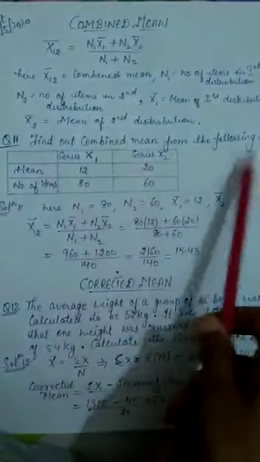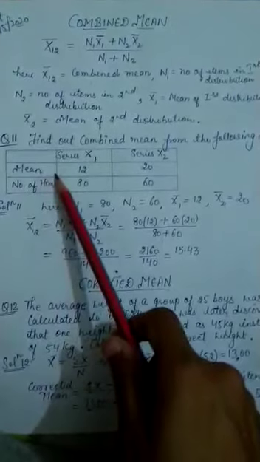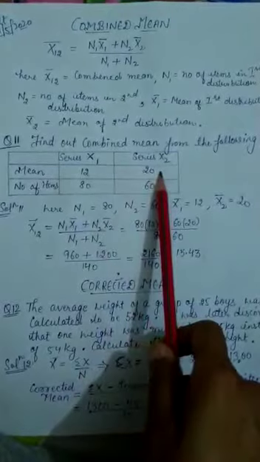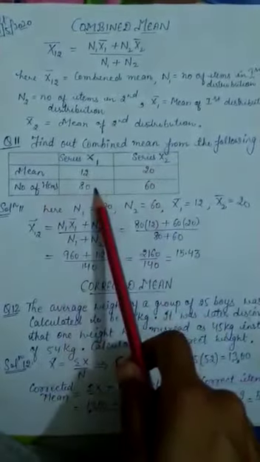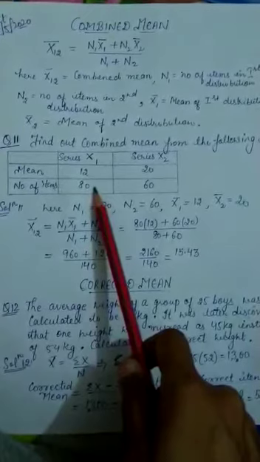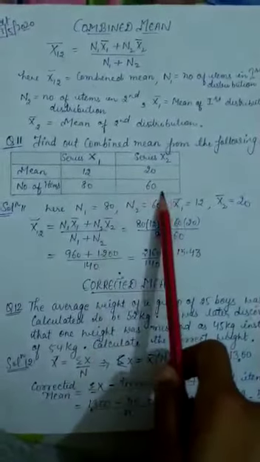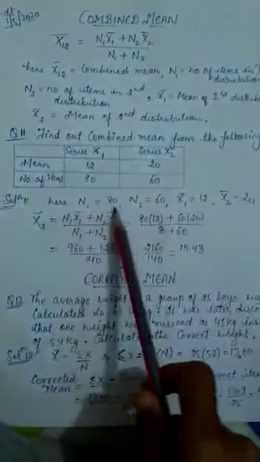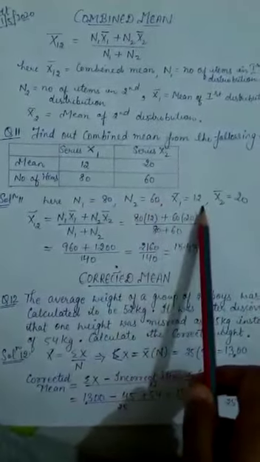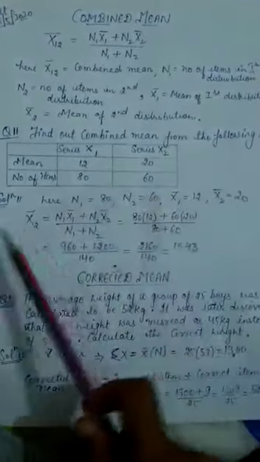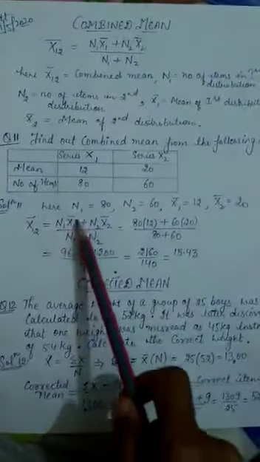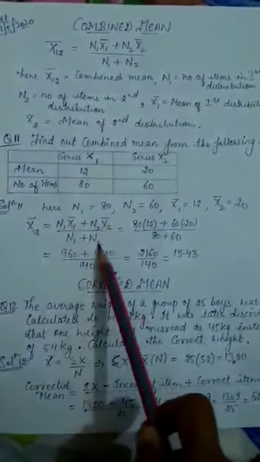Let's take this example: find out the combined mean from the following. 12 is the mean of x1 series, 20 is the mean of x2 series. 80 is the number of items in x1 series, and 60 is the number of items in x2 series. Now I have written all the values: n1 is 80, n2 is 60, x1 bar is 12, x2 bar is 20. So what will be the combined mean? We will write down the formula, n1 into x1 bar plus n2 x2 bar upon n1 plus n2.